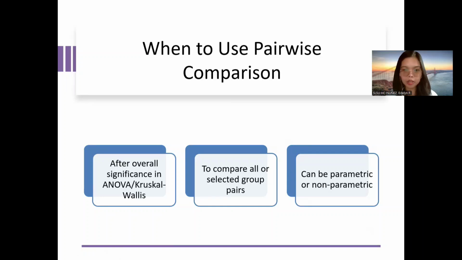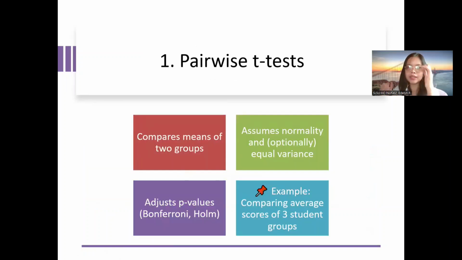It could also be parametric and non-parametric. So when we use parametric, we'll be dealing with parametric assumptions, and the most common assumption that should be met is the normality of the data. All right, pairwise test. So we will now go to the types of pairwise.